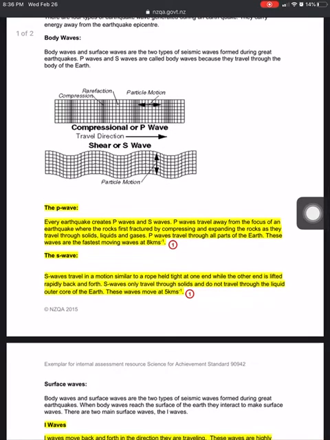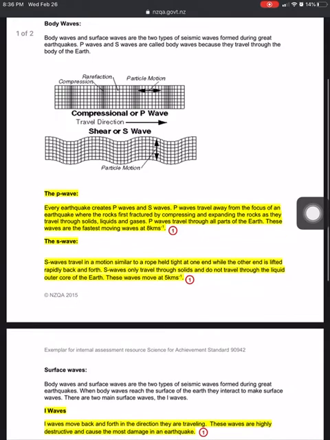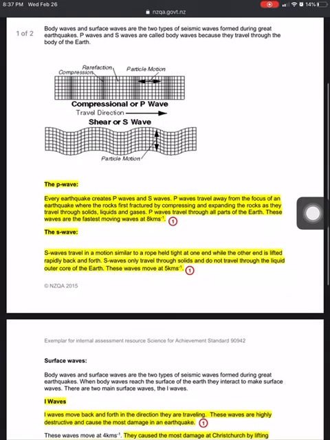Okay, so the S wave travels in a motion similar to a rope held tight at one end while the other end is lifted rapidly back and forth. So that's like one person on one side of a rope and another on the other side, and they're just swaying it up and down basically. S waves only travel through solids and do not travel through the liquid outer core of the earth. These waves move at 5 kilometers.